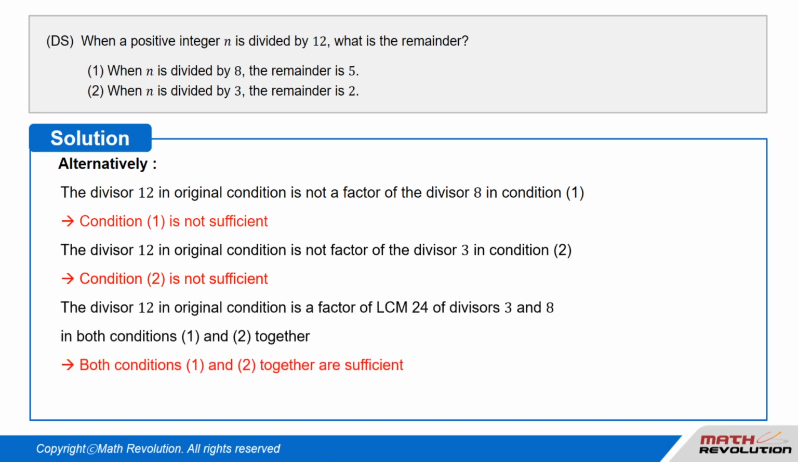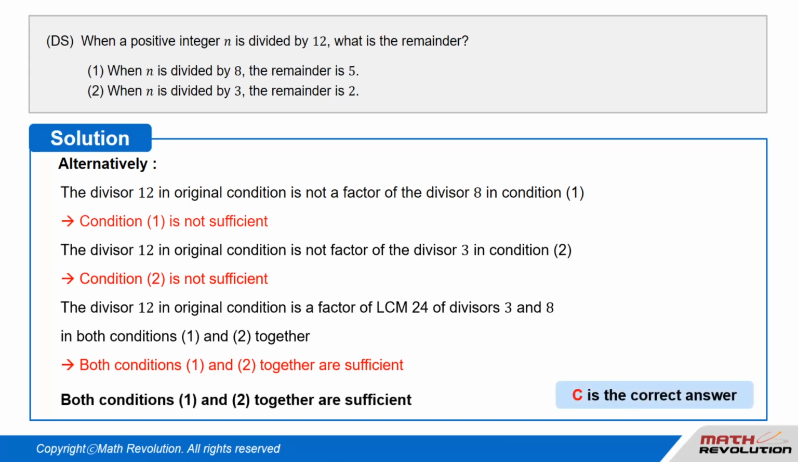The divisor 12 in the original condition is a factor of the least common multiple 24 of divisors 8 and 3 in both condition 1 and condition 2 together. So both condition 1 and condition 2 together are sufficient. Thus, C is the correct answer. Answer C.